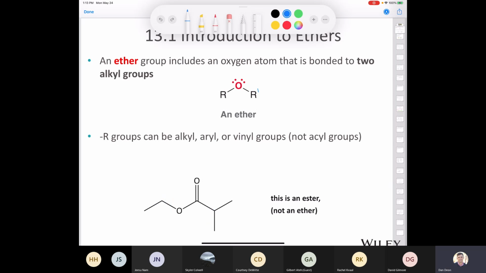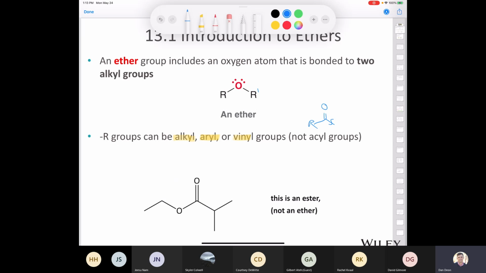As far as those R groups, they can be alkyl groups, like methyl, ethyl, propyl, butyl, and so on. It could be an aryl group, like an aromatic ring, and it could also be a vinyl group. It says not an acyl group, and if you're wondering what an acyl group is, it's when you have a carbonyl like this. Because if it was an acyl group, then you would have an ester. So it can be an alkyl, aryl, or vinyl group attached to that oxygen.